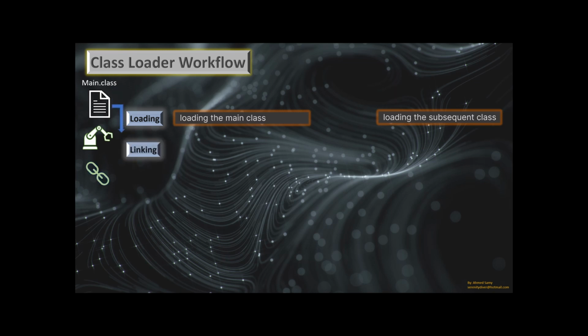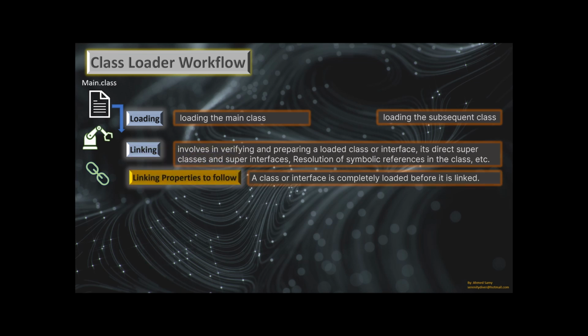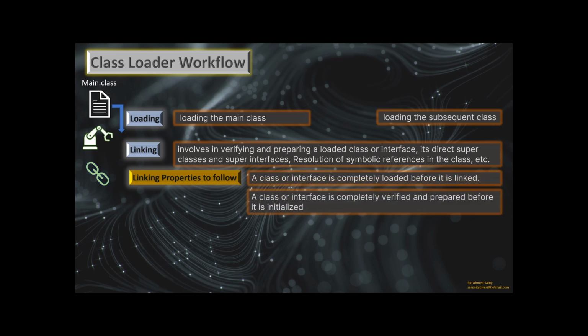After the loading, we have the linking. Linking involves verifying and preparing the loaded class or interface, its direct superclass and superinterface if they exist, and the resolution of symbolic references in this class, etc. Linking properties. First of all, a class or interface is completely loaded before it is linked. You can't link a class if it's not already loaded. A class or interface is completely verified and prepared before it is initialized. To guarantee the health of your class, you can't initialize it if it is incorrect.